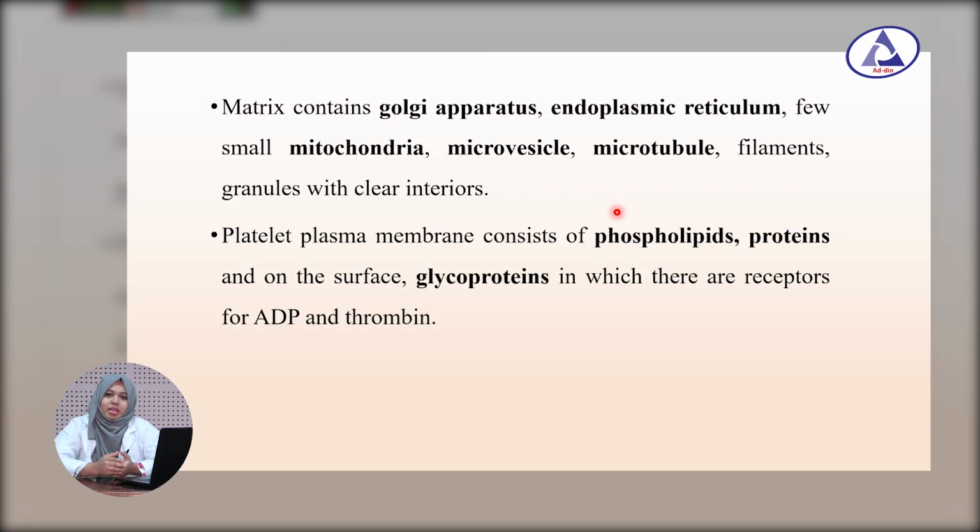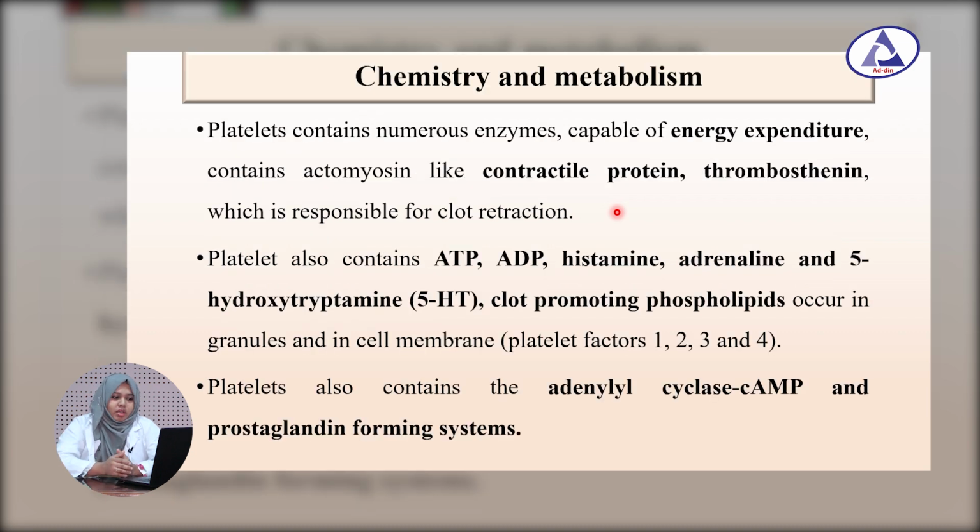It contains mitochondria, microvesicles, microtubules, Golgi apparatus, and endoplasmic reticulum. The plasma membrane of the platelet contains phospholipids, proteins, and on the surface there are glycoproteins. Within the platelet, there are some contractile elements which are called actomyosin.